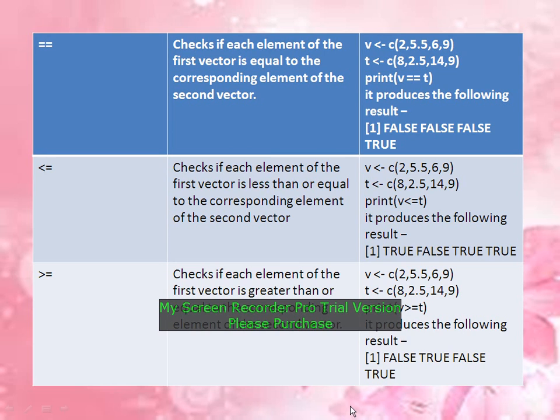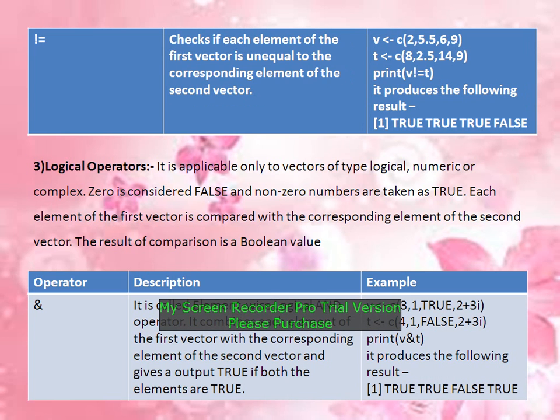Next, 6 greater than or equal to 14? False. 9 greater than or equal to 9 is true, because the greater than is false but equal to is true. So this is greater than or equal to.